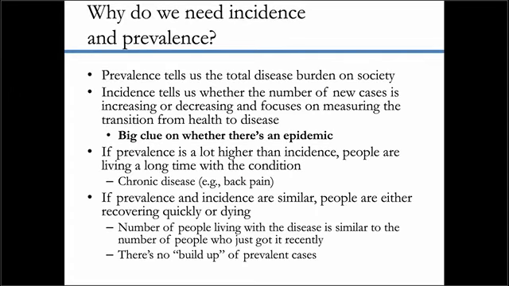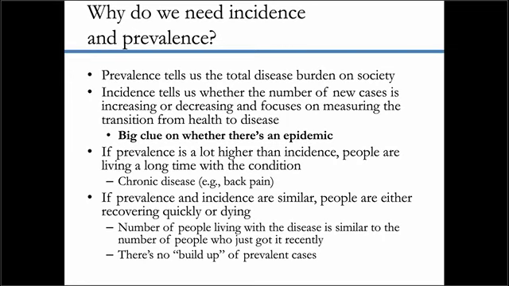So why do we need incidence and prevalence? Prevalence tells us the total burden of disease on society. So the higher the prevalence of the disease, the more burden it is because there's more people who have that particular disease. Incidence tells us whether the number of new cases is increasing or decreasing in the population and focuses on transitioning from health to disease. So it tells us that rate of new disease acquisition in our population, and gives us a big clue on whether or not there's an epidemic. So if we all of a sudden see the incidence rate of our disease increasing drastically, that might tell us that we see an epidemic happening in that particular population.